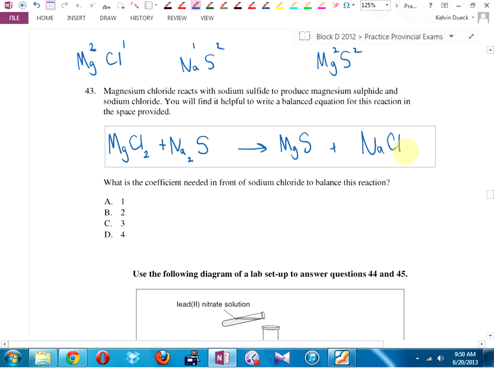What do you want to start with? Magnesium, I got 1 on the left, 1 on the right. That was easy, we're done. No, chlorine, how many chlorines on the left? 2. How many on the right? 1. Oh, what just changed?